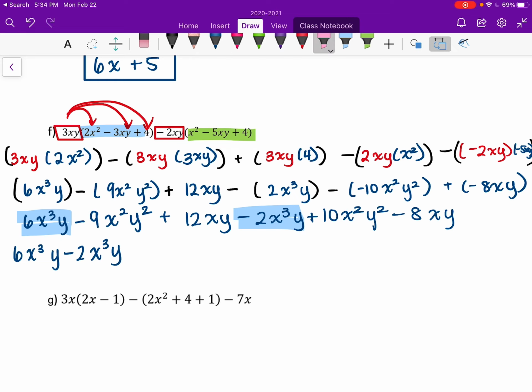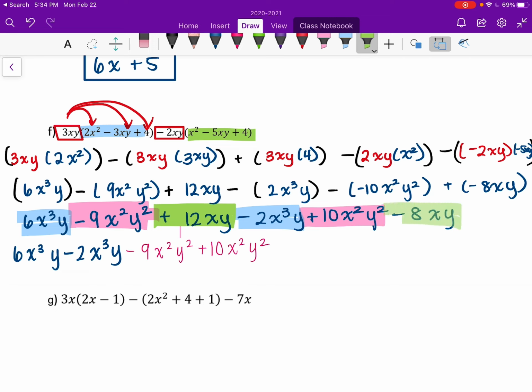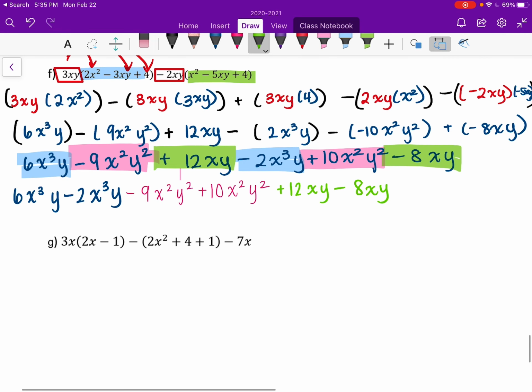Now let's go look for our next one. Let's look for something that's x squared, y squared. That's not it. This one is plus 10x squared y squared. So we're going to do this in pink. Negative 9x squared y squared plus 10x squared y squared. Then let's go find our last one. Positive 12xy. There's another xy right here, so let's do that one. So plus 12xy minus 8xy.